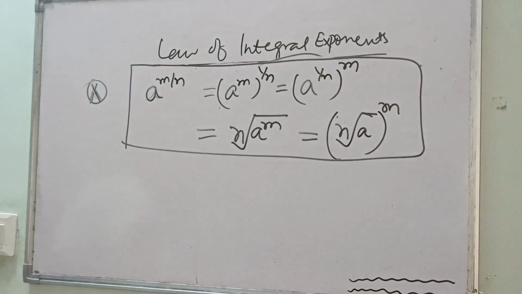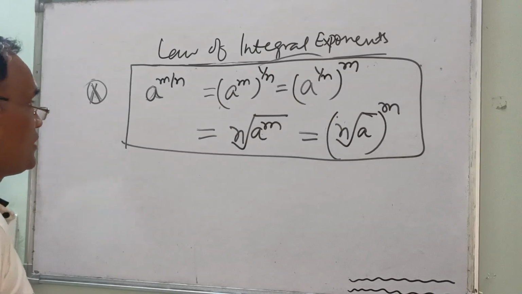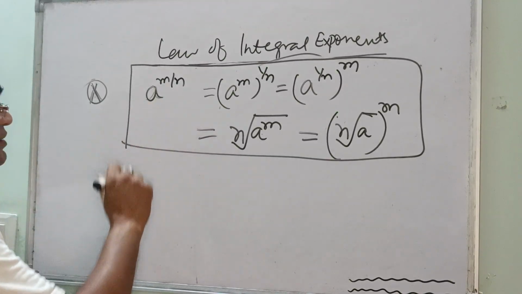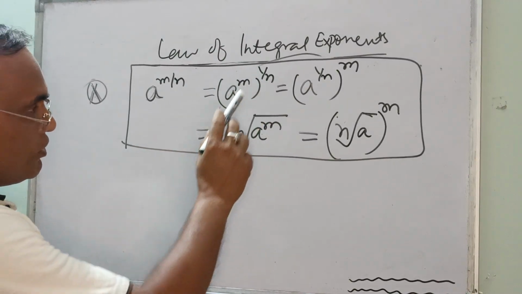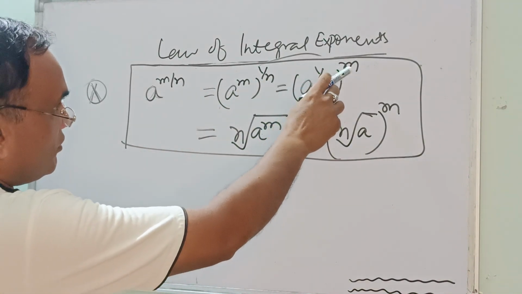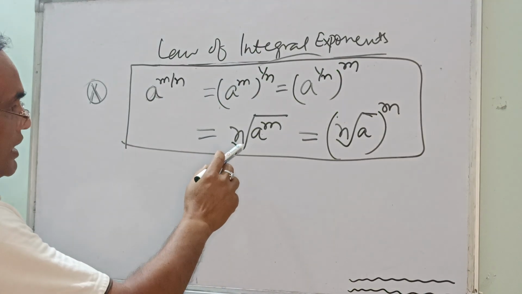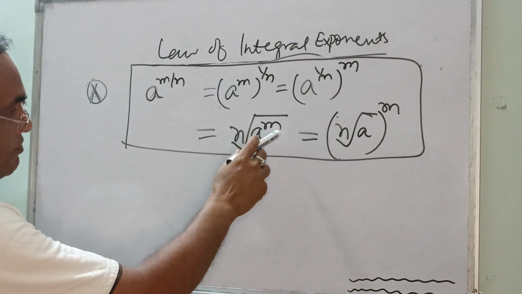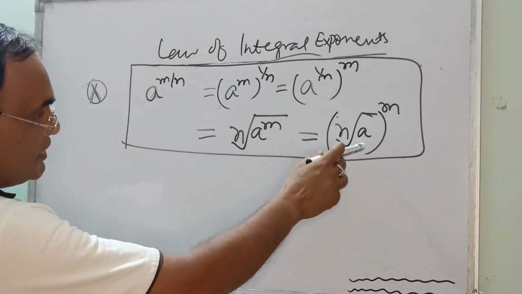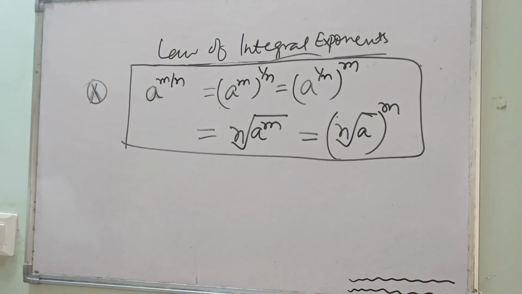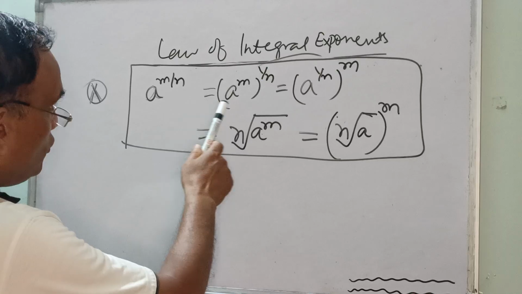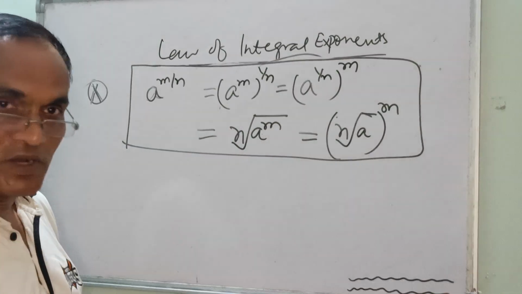As I have written the formula, a to the power m upon n equals a to the power m into 1 by n, or a to the power 1 by n into m, and the nth root under a to the power m. It is very much important, and I will clear all these steps one by one.